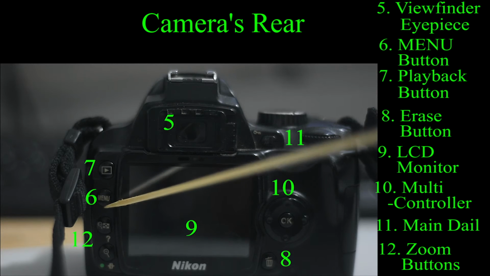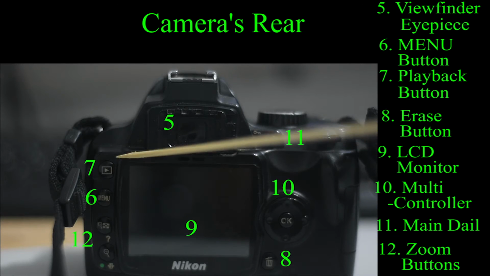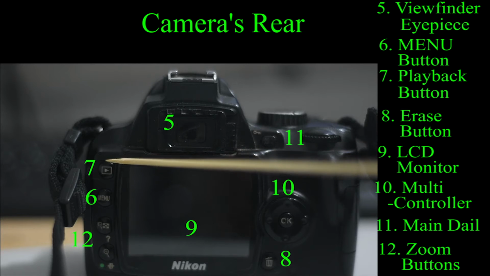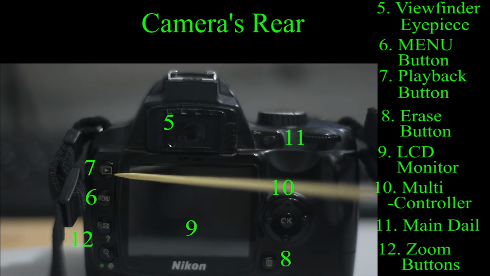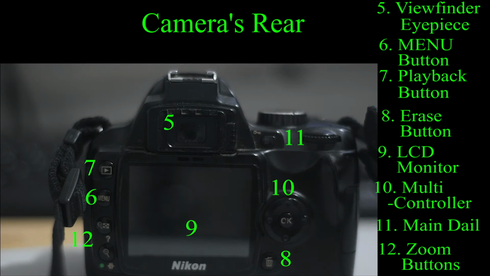This is the menu button. Use this button to display the menu for adjusting the different camera functions. This is the playback button. This button is for playing back images you have captured. This is the delete button, the erase button. You erase something you have recently taken. The LCD monitor.